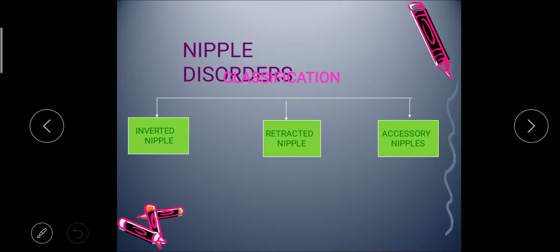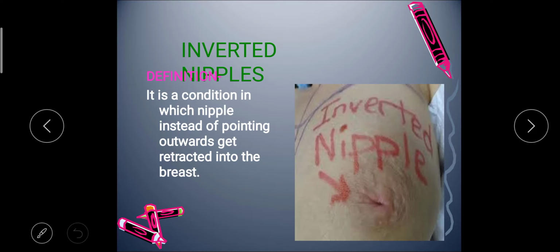The first one is nipple disorder. Again it has three types: one is inverted nipple, one is retracted nipple, and one is accessory nipples. The first one is inverted nipples. What do you mean by that? It is a condition in which the nipple, instead of pointing outwards, gets retracted into the breast. You can see in the picture what happened. The nipple should come outside, but it is going inside, retracted into the breast. That's why it is called inverted nipples.